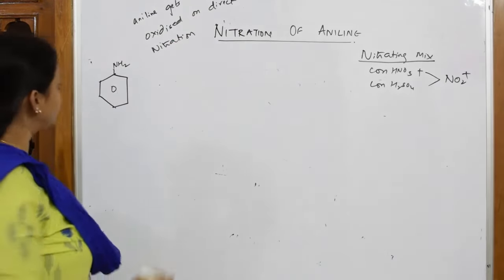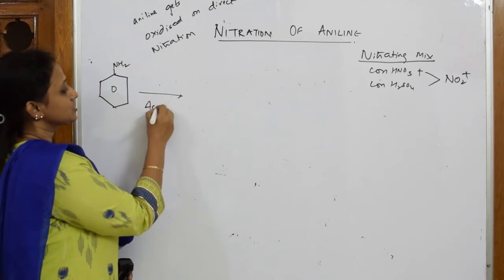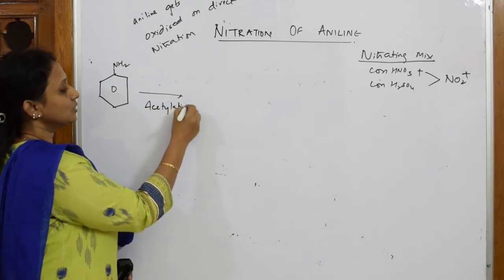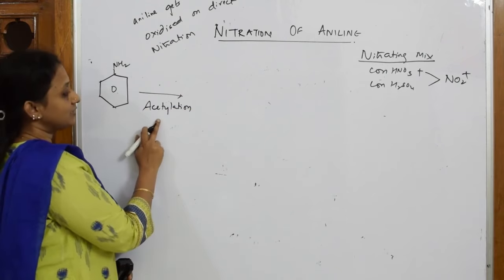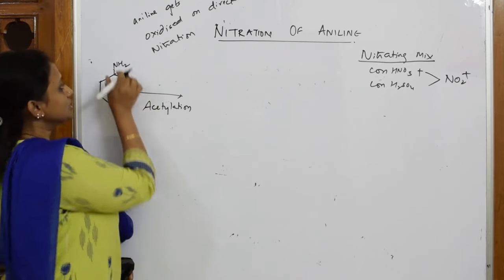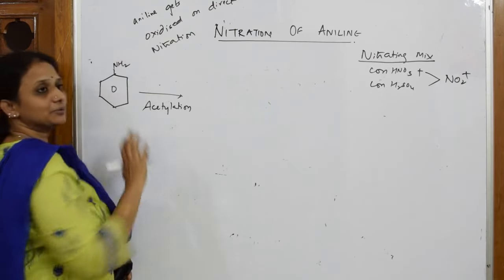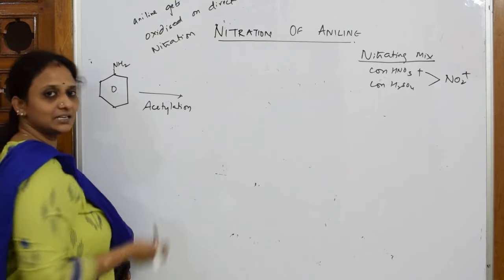That's why, what do we do? First we are going to allow it to undergo the acetylation process. This is again the same as the earlier one. First you acetylate. Why are we allowing it to undergo acetylation? With acetylation we'll lock this compound, the amine, I'm going to lock. Then I can easily nitrate it.